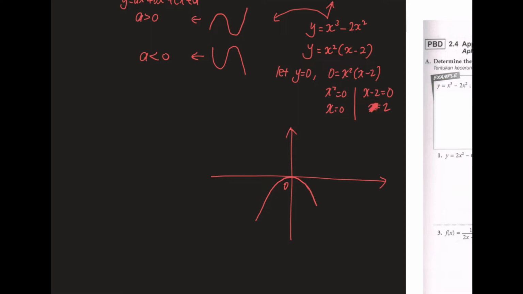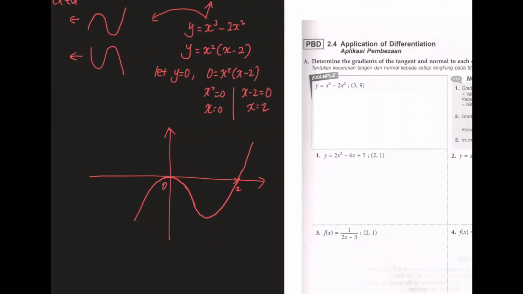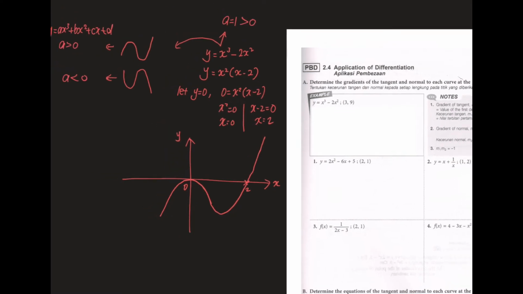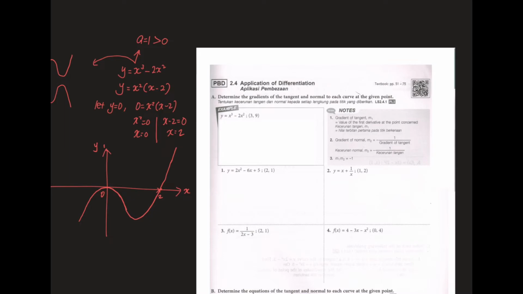And then this 2 is not repeating, it's just one root only. 2 is a single root. So then the graph will cross. Let's say the 2 is somewhere over there, and then they will cross. But the graph sketching is not important now, of course. I sketch it just for you to see how its tangent looks like. Okay, now you are given a point 3, 9, somewhere here.